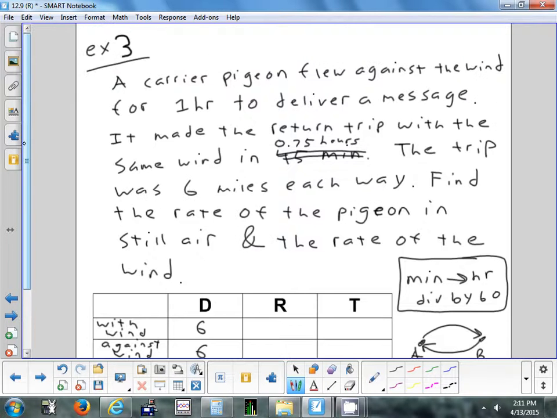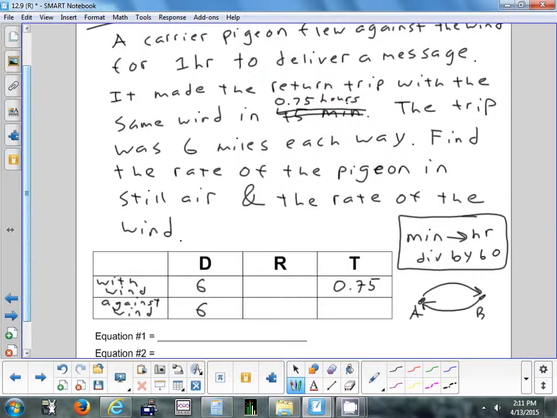Okay, next thing is, let's fill in the time. Hold off on the rate. What's the time when the pigeon travels with the wind? How long does it take the pigeon? Return trip with the wind is 0.75 hours. How about when the pigeon was going against the wind? An hour. It slowed it down a little bit. Couldn't you have changed it, instead of going to 0.75 hour, to 60 minutes? Yep, you could have changed it either way. You could change the 1 hour to 60 minutes.